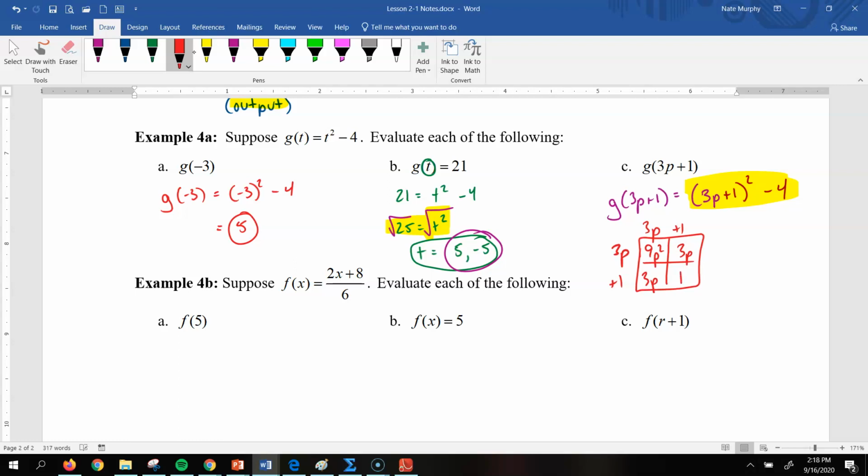So if we did want to simplify this, we'd end up with 9p squared. 3p plus 3p, if we add these two together, we would get 6p plus 1. But then we have that minus 4. So technically, the answer would be 9p squared plus 6p. And then 1 minus 4 is -3. So that would be the simplified version. But for the time being, I would accept this. But either one of those would be correct. All right. They won't always be that tricky.